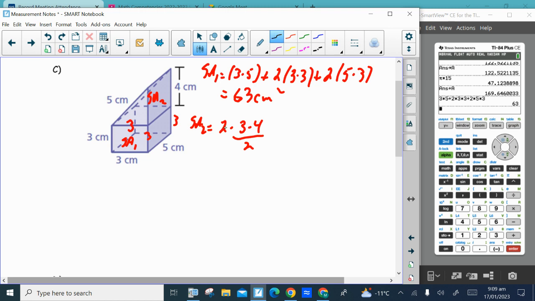And what happens here is the 2's cancel. 2 divided by 2 cancels. So you're just left with 3 times 4, which is, well, actually, let's continue on, because that was just the front and the back. We're going to have the right side of this top piece, which is a rectangle. It is 5 centimeters wide by 4 high.